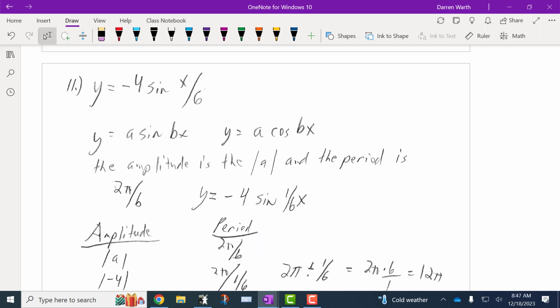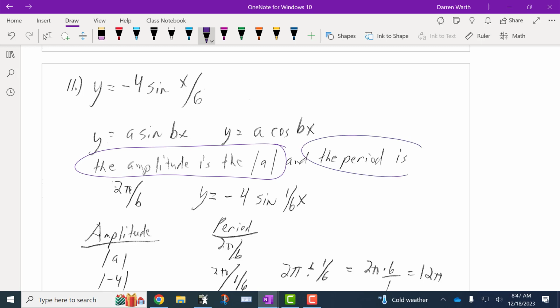On number 11, the directions say, find the amplitude and the period. So just remember, the amplitude is the absolute value of A, and the period is 2 pi divided by B. So remember your general form of your sine is y equals a sine of bx, and the general form of y equals a cosine of bx for the cosine wave.